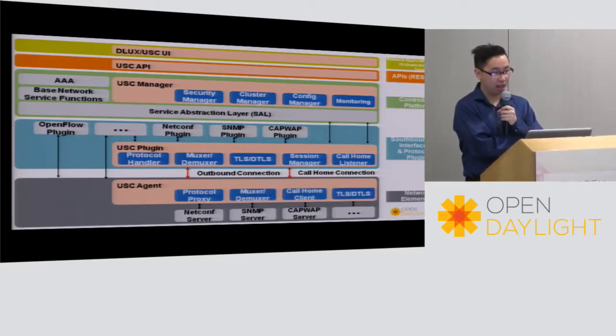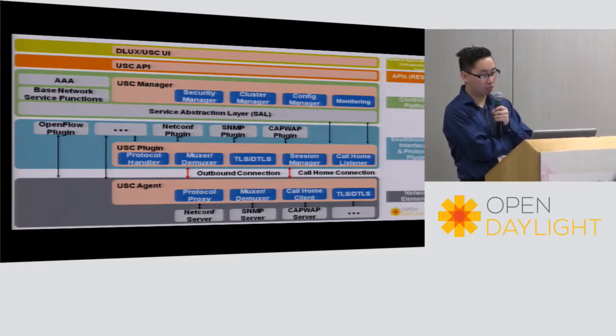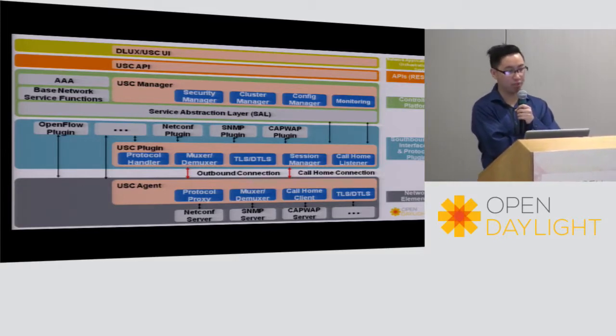On the USC agent side, we have the protocol proxy, the corresponding muxer demuxer, and the USC agent also acts as a call home client to initiate the connection with the controller side.